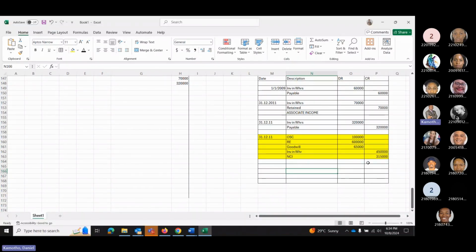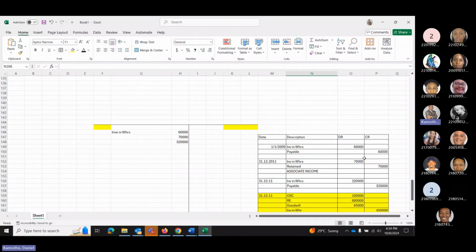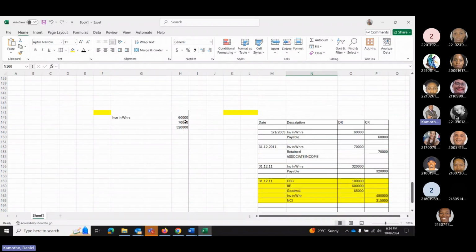Okay, so that is the journal. At this point, if we are to do consolidation, there will be nothing called investment in the subsidiary, because we'll only have goodwill and NCI, and then we add all the other assets and liabilities we combine for the two companies.